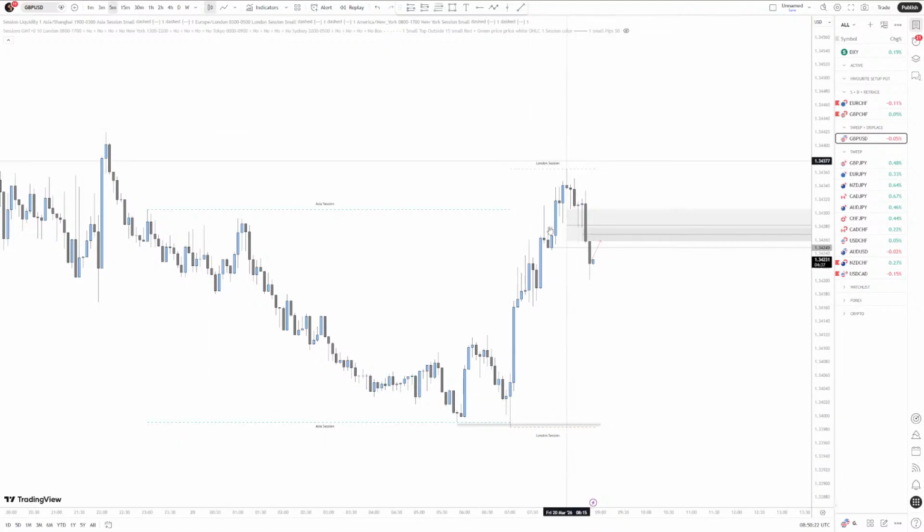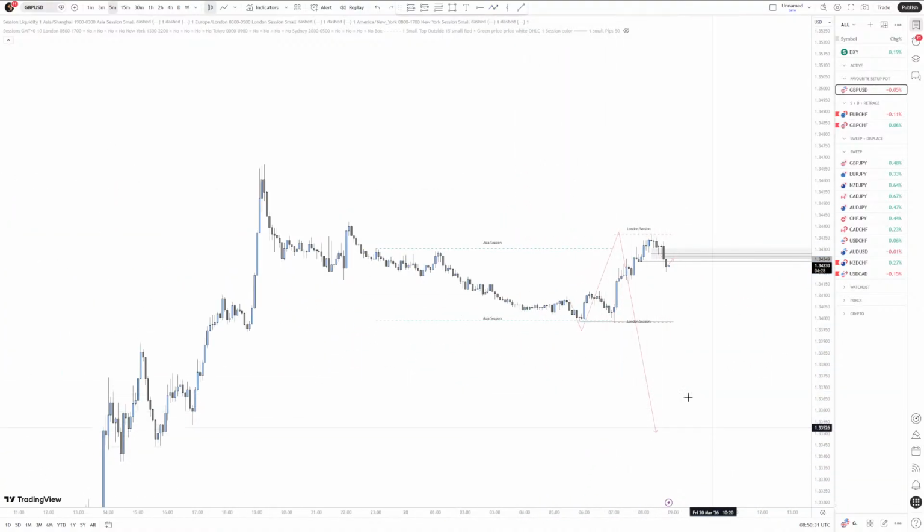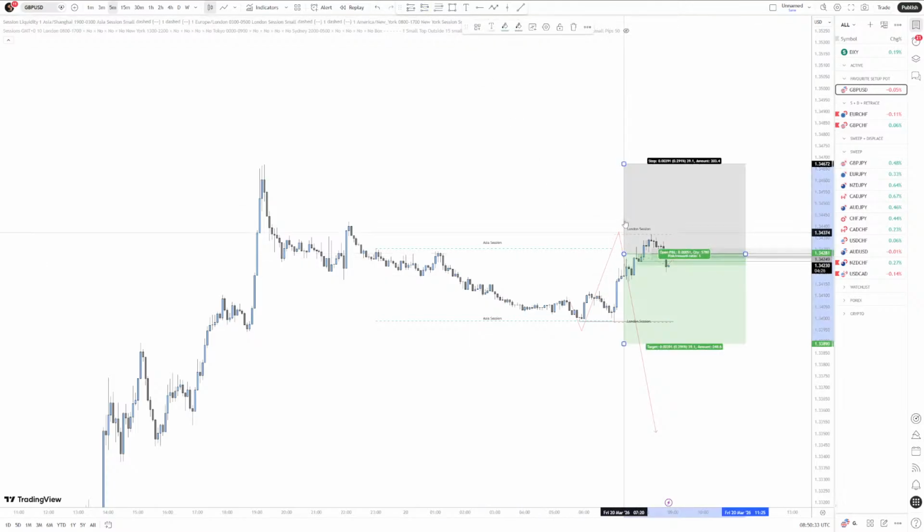So yes, we had a sweep here, but even still, one of my favorite setups is when it sweeps a low, sweeps a high, and then delivers to external liquidity like this. And then you can get a huge risk-reward ratio once everything lines up.